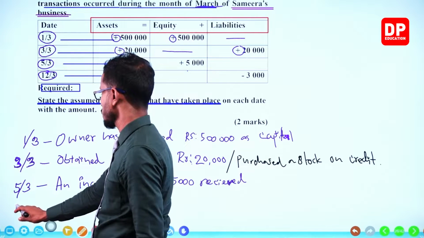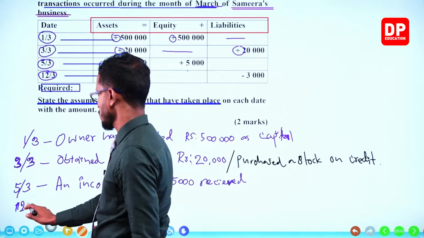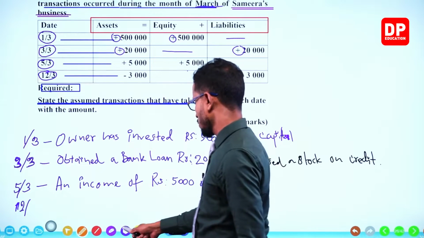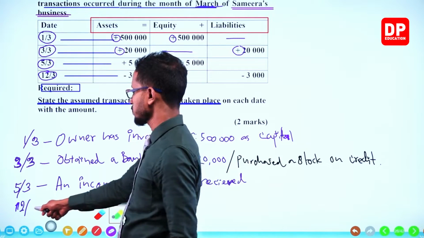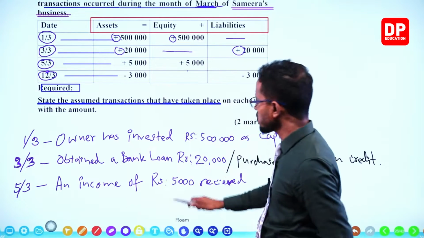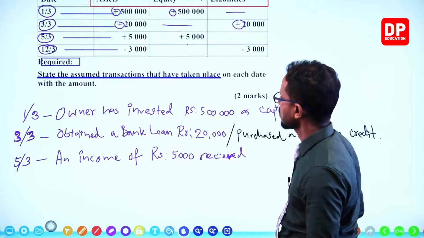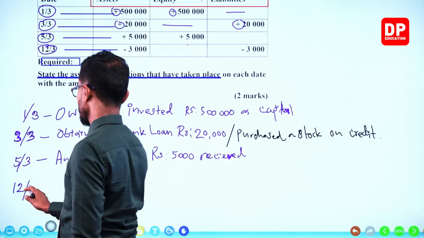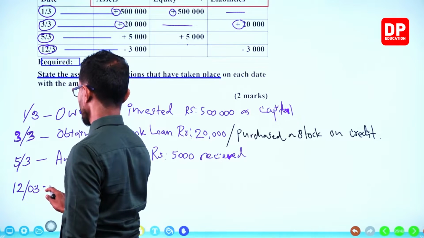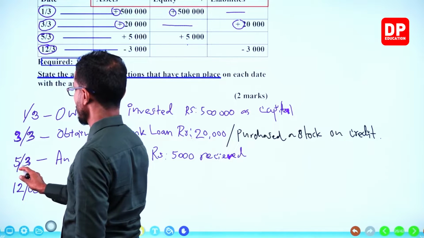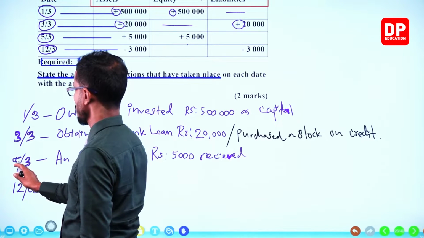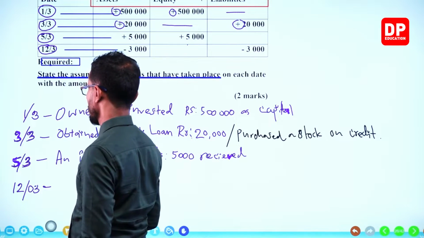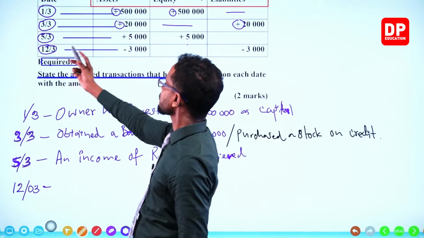12th. Can you see this? Is it far away and not clear? Let's put this up a little bit. Now okay. 12th March. This is 12th March, the last one.